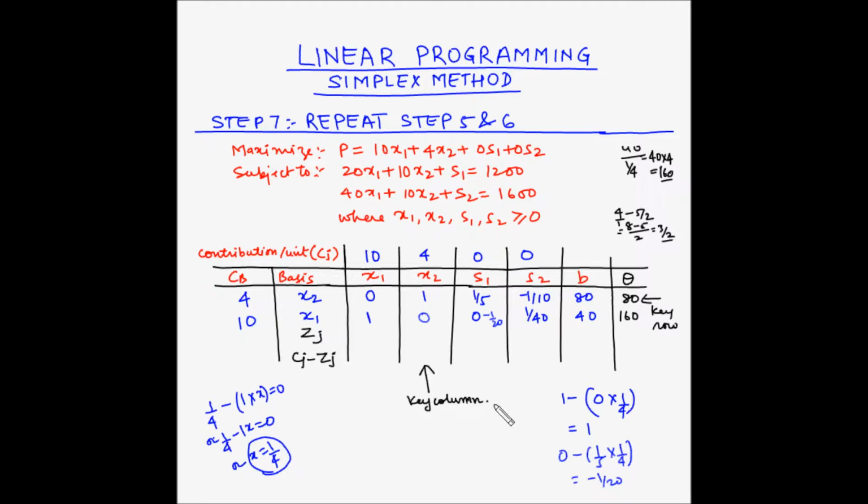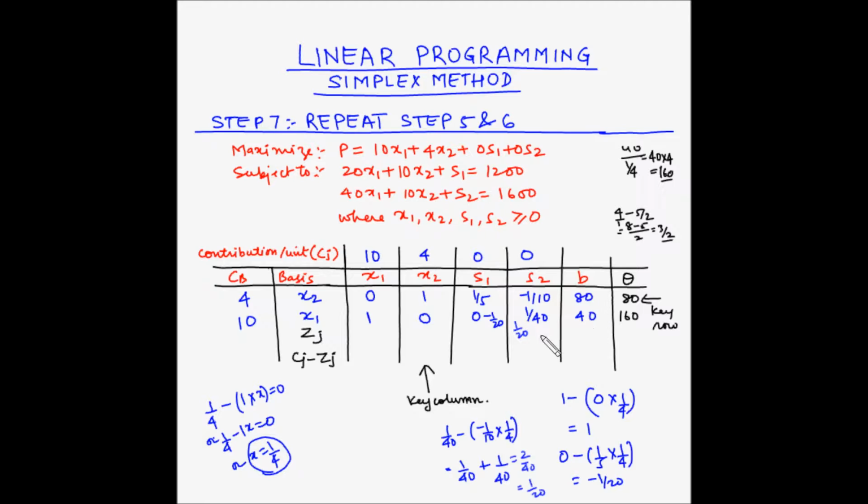For column S2, 1 by 40 minus 1 by 10 into 1 by 4. So 1 by 40 minus into minus is plus, and 1 by 10 into 4 is 40. So this is equal to 2 by 40, which is equal to 1 by 20. So this value is 1 by 20.